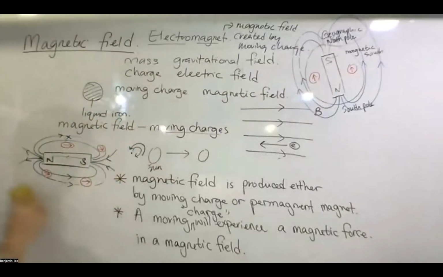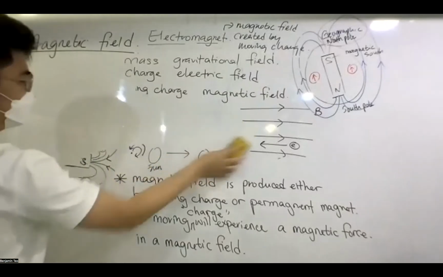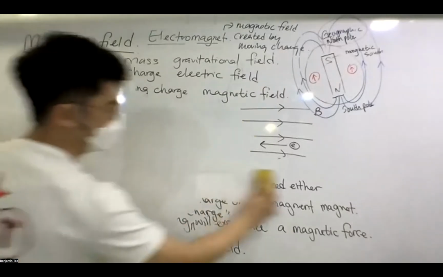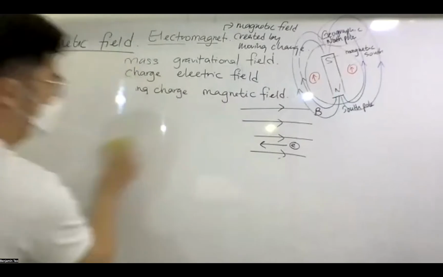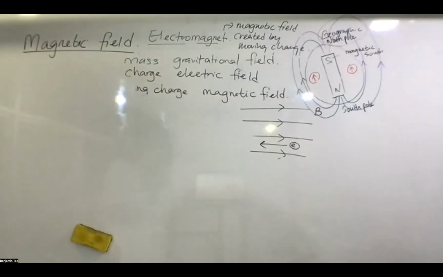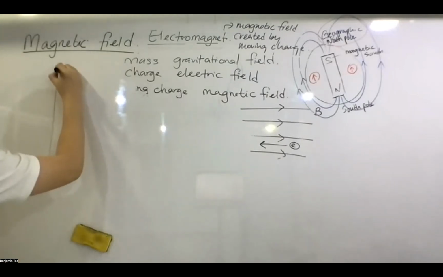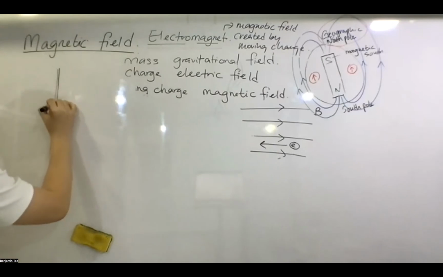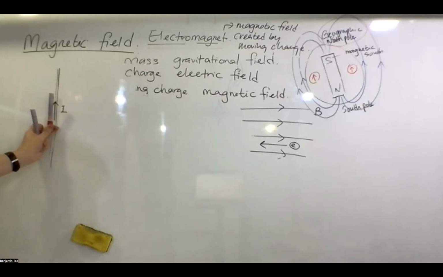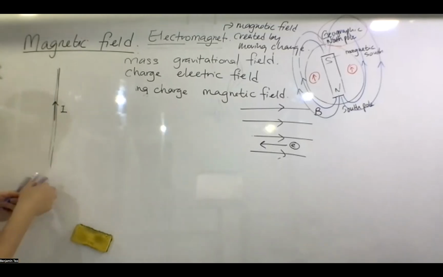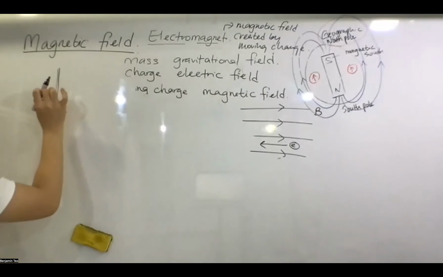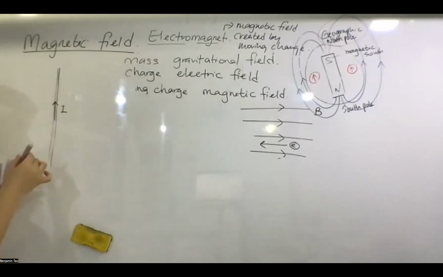Okay, now how do the field lines of a moving charge look? Let's say we have a conductor like this. Current flowing up like this. You have a wire. The field lines, first you have a moving charge, right? So moving charge create what? Magnetic field. All right, so how does the magnetic field look like?